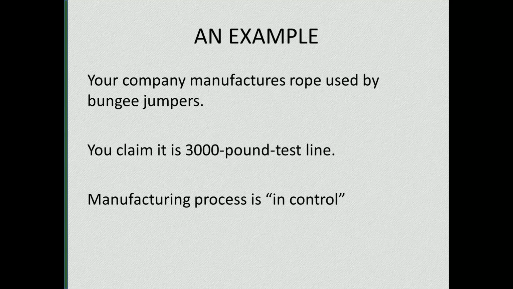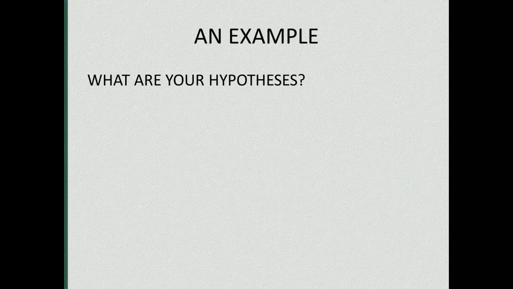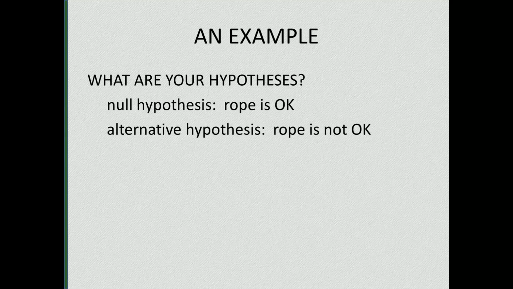But you've been manufacturing this rope for years and years and years. Your manufacturing process is in control. It is consistently producing good bungee rope. And you, running your good quality control program, occasionally sample and test your rope. What are your hypotheses when you do so? Well, your null hypothesis is that the rope is okay. It has been for years, so no effect, nothing special going on. And the alternative is that you've got a problem. Things have changed.